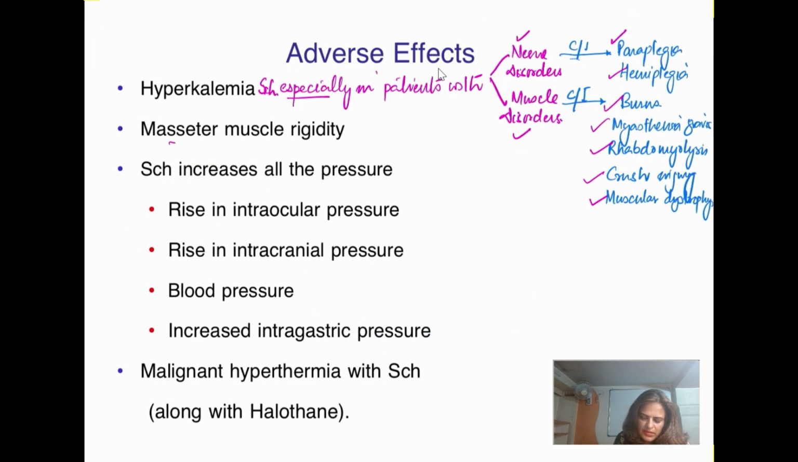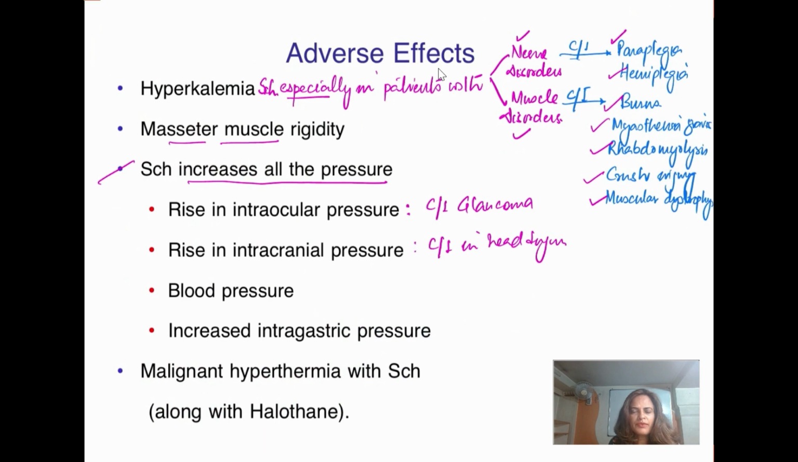Then another, which is also genetically controlled, is masseter muscle rigidity. If it is there, then it is very difficult to pass the endotracheal tube with succinylcholine. So you have to see that also. Then another adverse effect of succinylcholine is that it increases almost all the pressures. There is a rise in intraocular pressure, because of the fasciculation of the extraocular muscles. So this drug is contraindicated in glaucoma. Then rise in intracranial pressure, contraindicated in head injury.